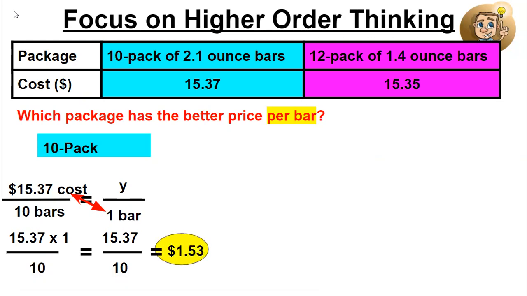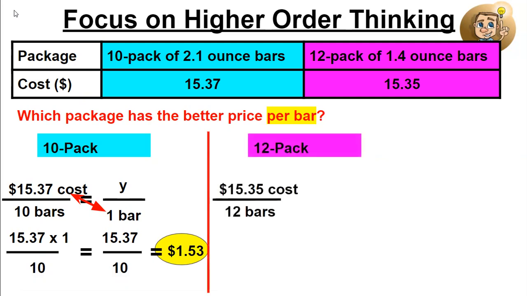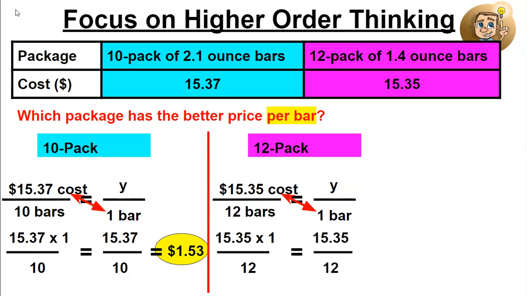Okay, let's do the 12 pack box. So the 12 pack box costs $15.35 a box, and there's 12 bars in a box. So set up a proportion. How much does it cost for 1 bar? Cross multiply and divide. $15.35 times 1 divided by 12 equals $15.35 divided by 12. Use your calculator or do it here.